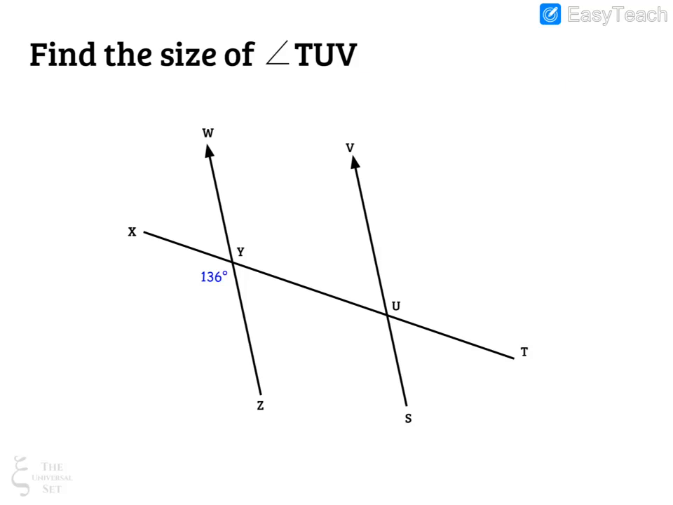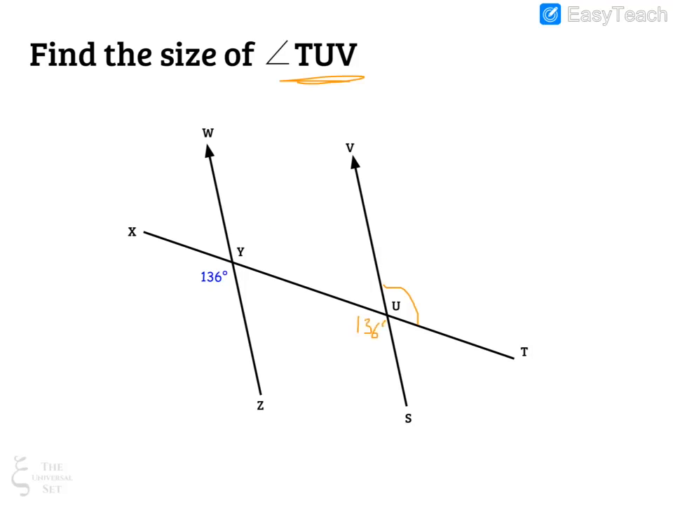Okay, one final example using these rules. We're looking this time for the size of angle TUV. So let's find TUV on my diagram. So T's over here, U's over here, V is up here. So that's this angle that we're after. How are we going to work that out? Well, again, there are a few different ways. I reckon I'm spotting straight away that this angle and this angle are corresponding. They're in the sort of corresponding position on the two parallel lines, so this one has got to be 136 as well.